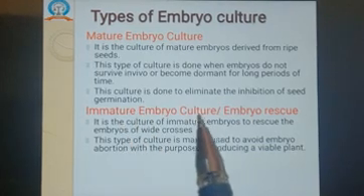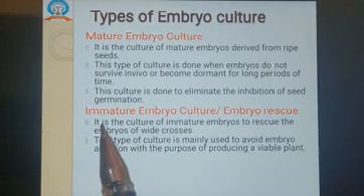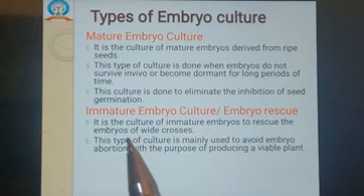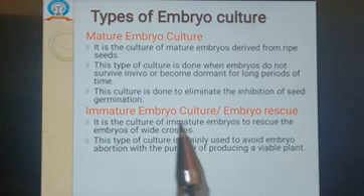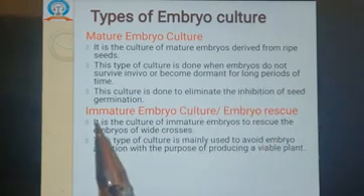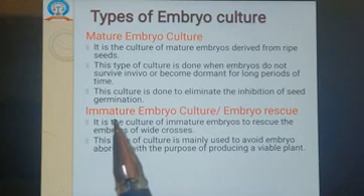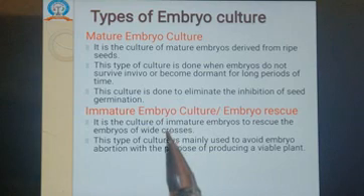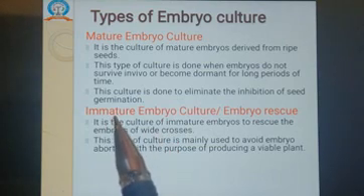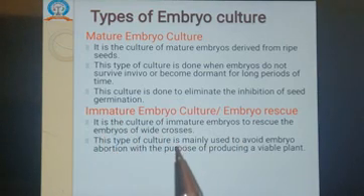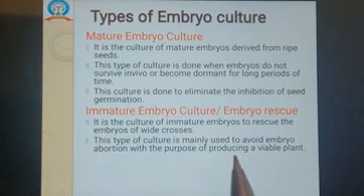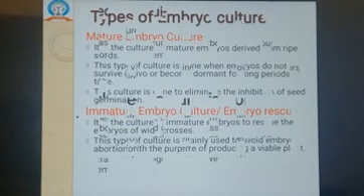And immature embryo culture is the culture of immature embryos to rescue the embryos of wide crosses, meaning you can cross two plants. In that situation immature embryos are used, because the cross will not give a pure variety, so you can use immature embryos. This type of culture is mainly used to avoid embryo abortion with the purpose of producing viable plants.